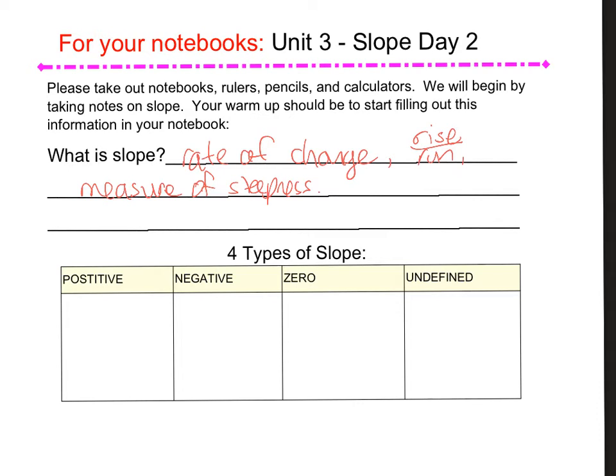You know the 4 types of slope. Positive goes up, negative goes down. A zero slope line is a flat or horizontal line, and a line that has an undefined slope is straight up and down. We call that a vertical line.